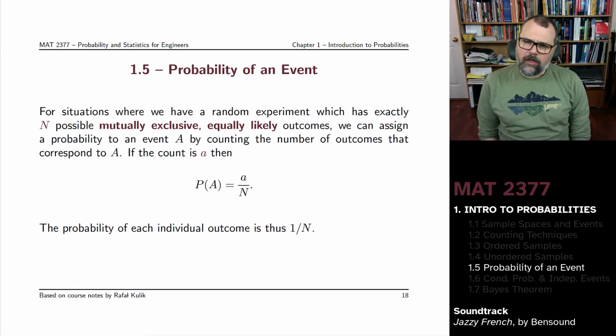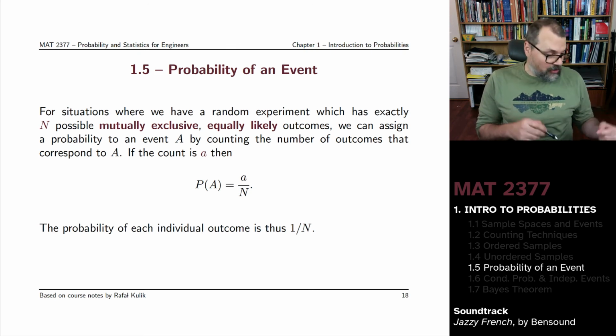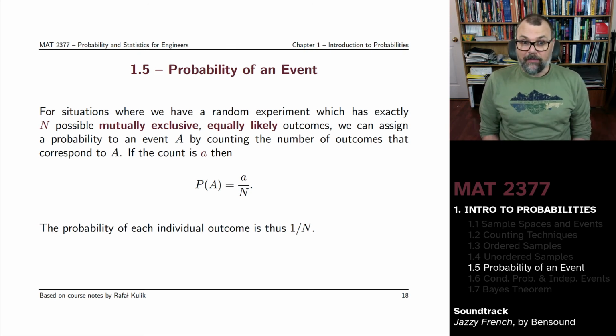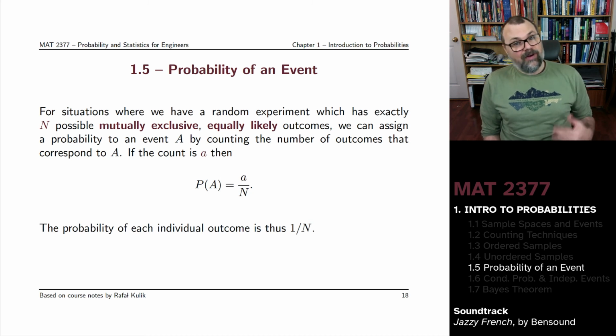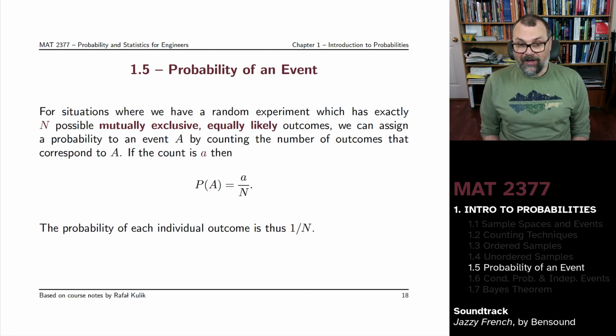Imagine that you're running a random experiment and your experiment has n outcomes. They're all mutually exclusive and they're all equally likely. Then you can assign a probability to an event A by counting the number of outcomes that actually correspond to the event A. And if that count is little a, then the probability of the event A would be little a divided by n, the total number of outcomes. The probability of one individual outcome is just 1 over n in that case.